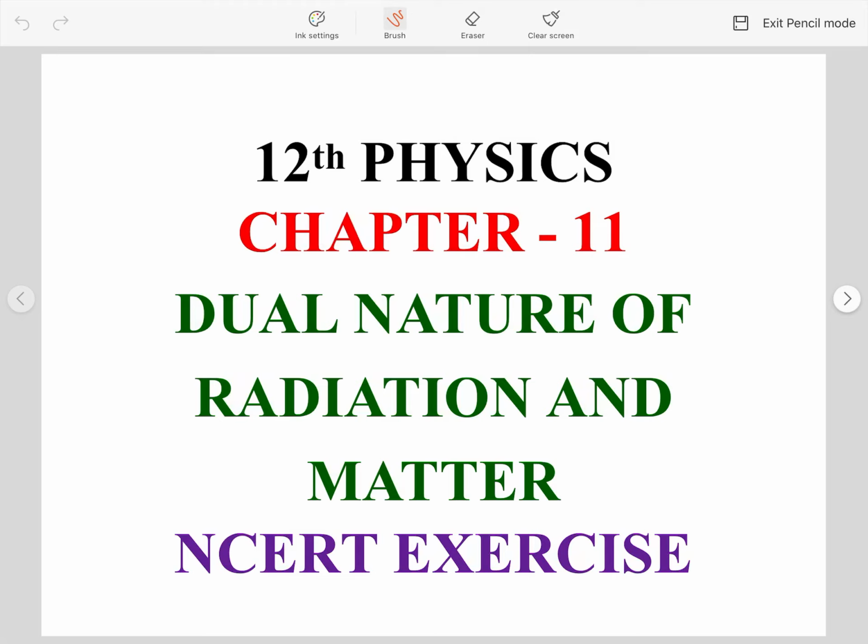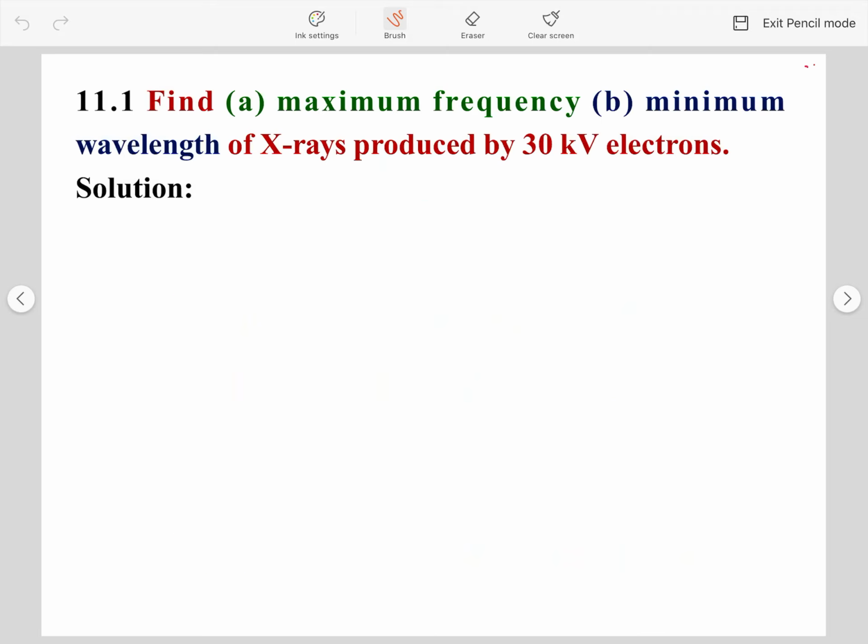Students, today we are going to discuss exercise questions of chapter 11. The first question is: find maximum frequency and minimum wavelength of X-rays produced by 30 kilovolt electrons. So what we have to find?